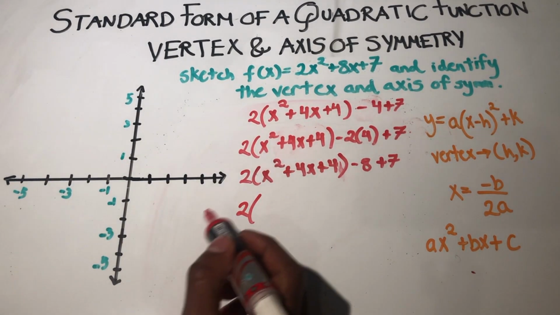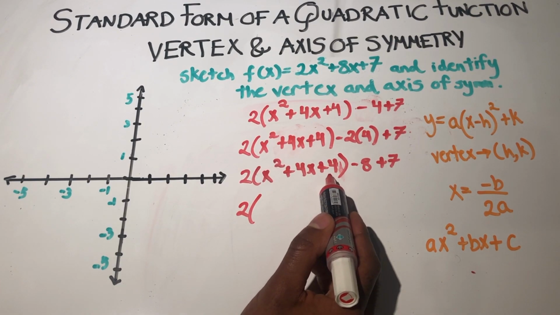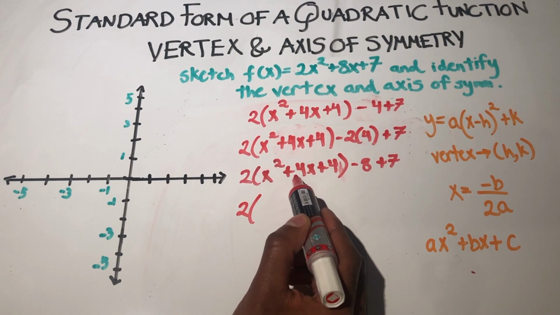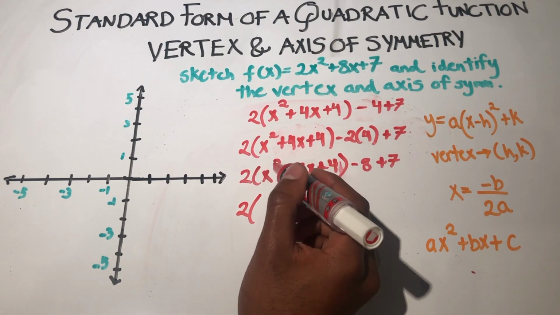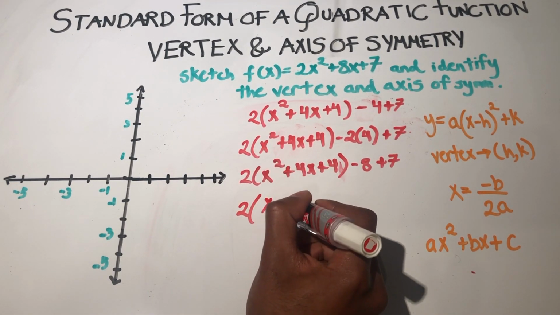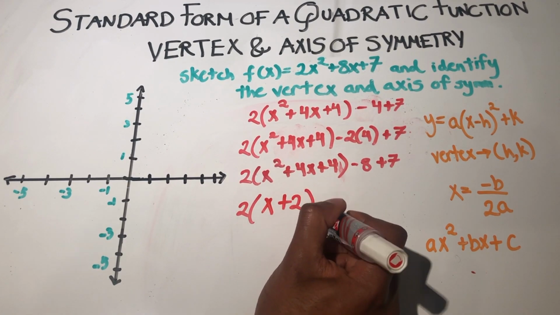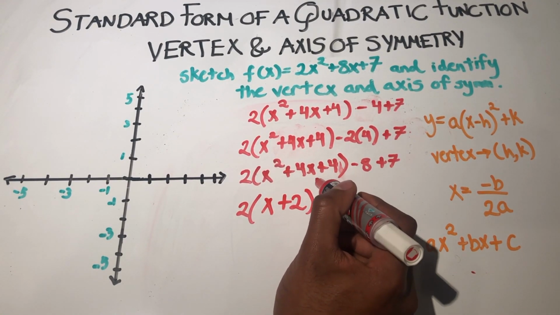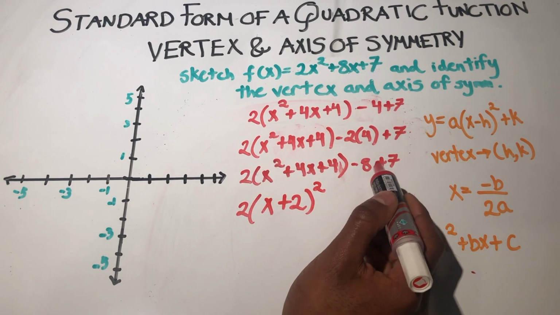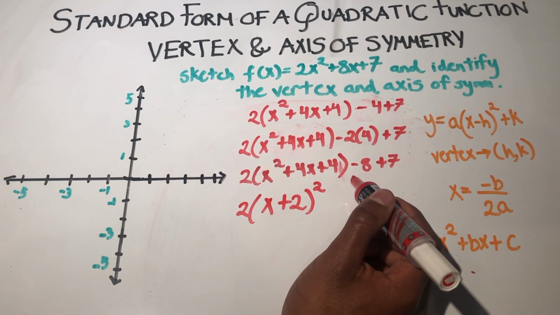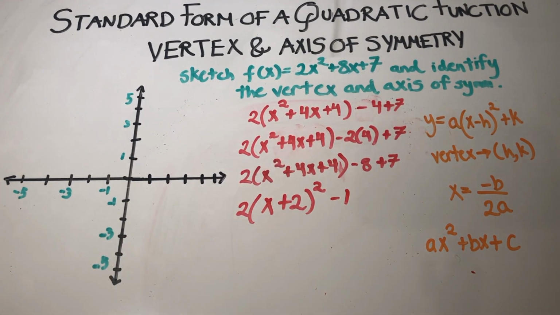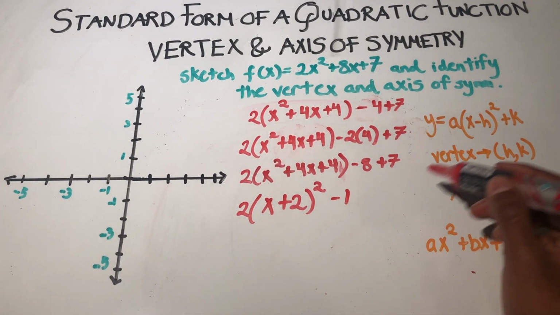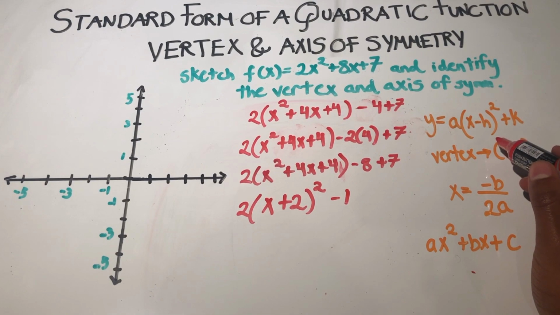We have to think of 2 numbers that if you multiply, you'll get 4, and if you add together, you're going to get positive 4. The one number I can think of is positive 2. So we'll just go ahead and do this. Then we have negative 8 plus 7. Negative 8 plus 7 is just going to give us negative 1. And that way we have achieved the standard form of a quadratic equation.